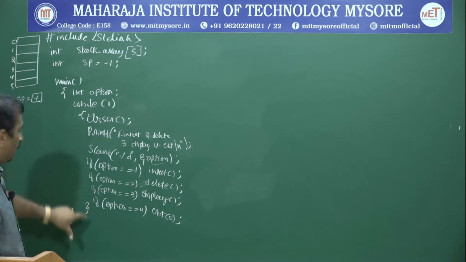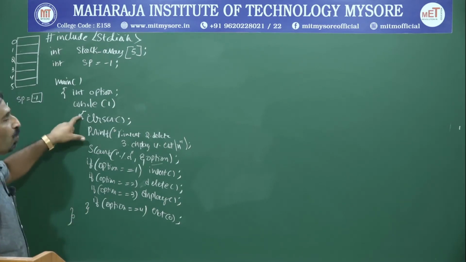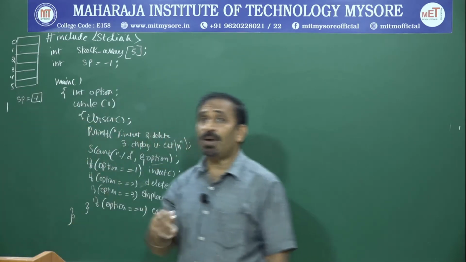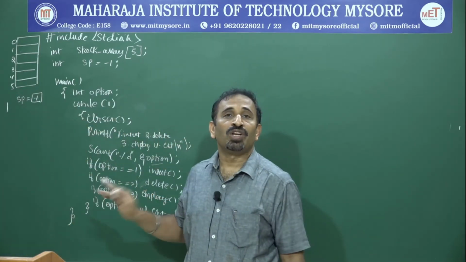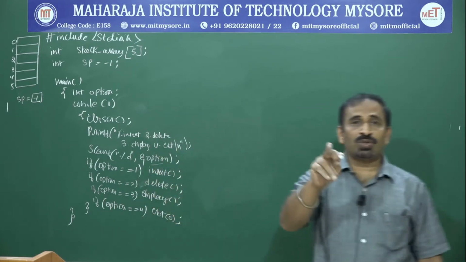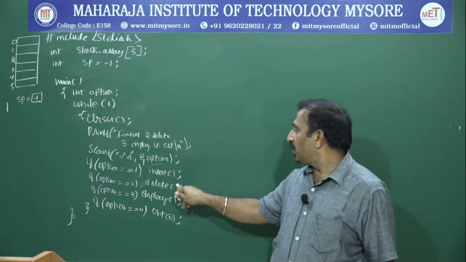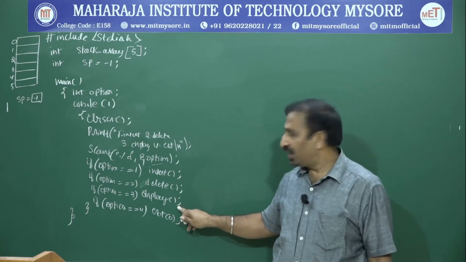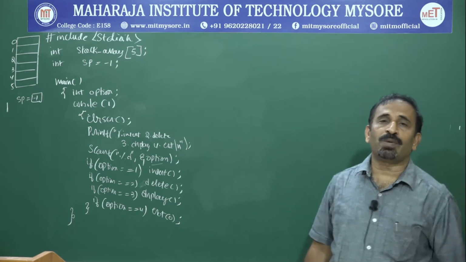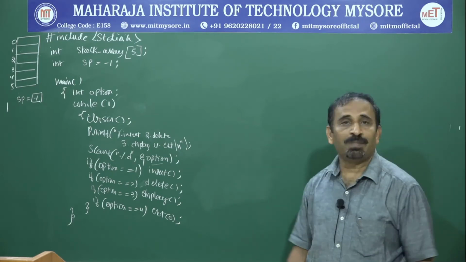So, this is the while loop, which is infinite. How do we come out? By pressing 4. If you press 1, it will go to the insert option. If you press 2, it will go to the delete option. If you press 3, it will go for display. But if you press 4, it will come out of the program. So, this is how the program has been planned.